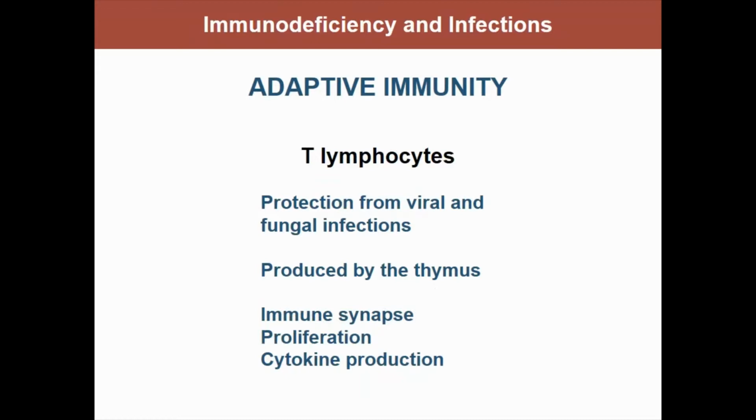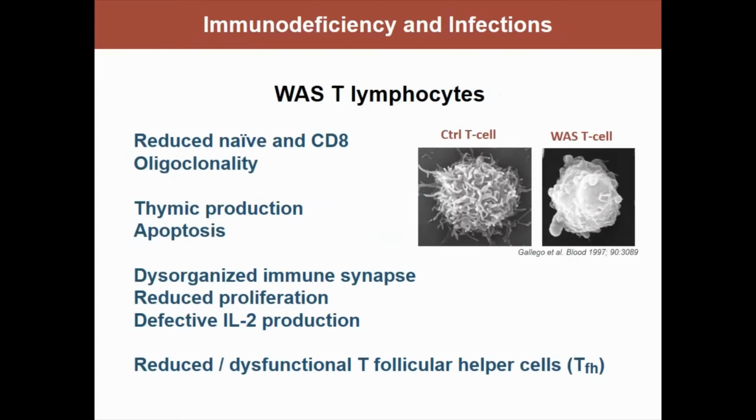Then moving away from the innate immunity, the T and B cell lymphocyte-mediated immunity is part of what is called the adaptive immunity. And as I said, the T lymphocytes are the ones that are more responsible for protecting us from viral and fungal infections. These T cells are produced in the thymus, and they do their functions by making use of the immune synapse, that connection between cells that we have seen before, by proliferating in response to infections, by producing growth factors that enhance the immune response. They are called cytokines. Now, the Wiskott T lymphocytes are very different than normal T lymphocytes.